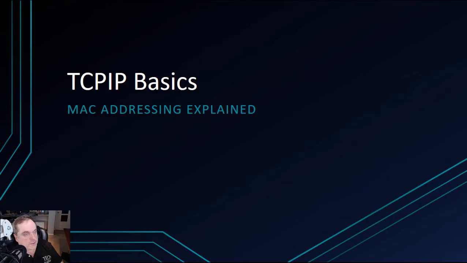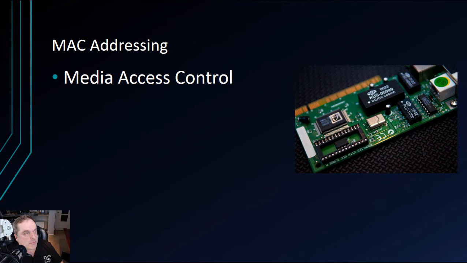In previous videos, we talked a little bit about MAC addressing at layer 2 of the OSI model. So let's get more into what MAC addressing means. MAC stands for Media Access Control, and a Media Access Control address of a device is a unique identifier that's assigned to a network interface controller, or a NIC, as we sometimes call it, for communications at the data link layer of a network segment.